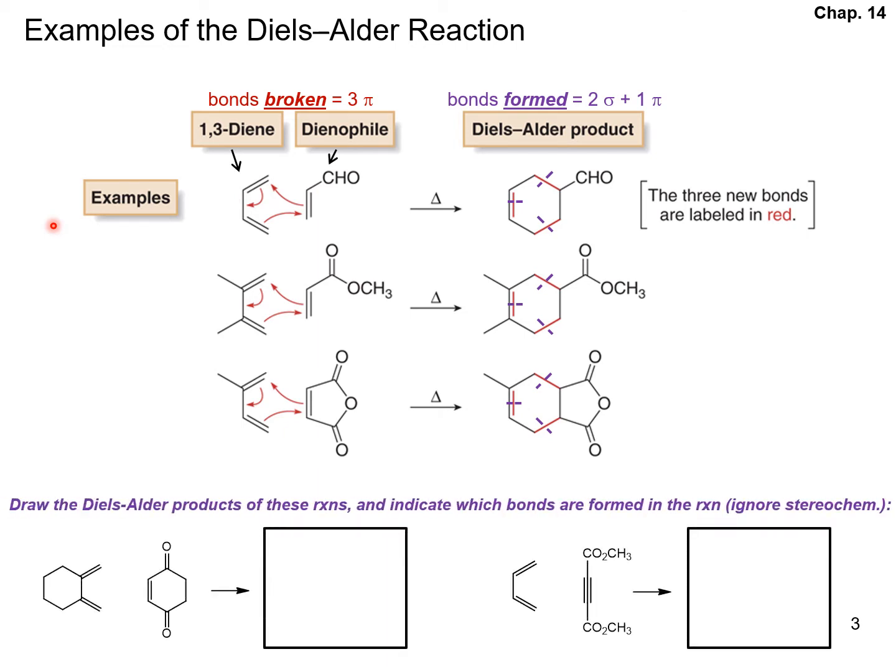Using these examples above, see if you can write out the Diels-Alder reaction products for the 2 reactions shown below. As usual, you should stop the video and see if you can provide the answers before they're displayed on the screen.